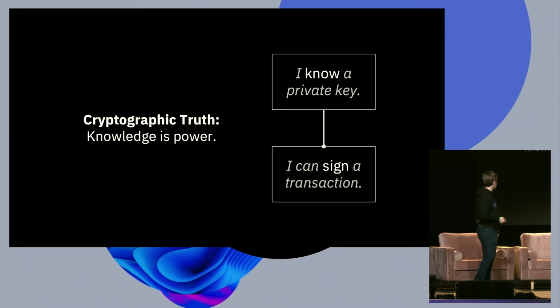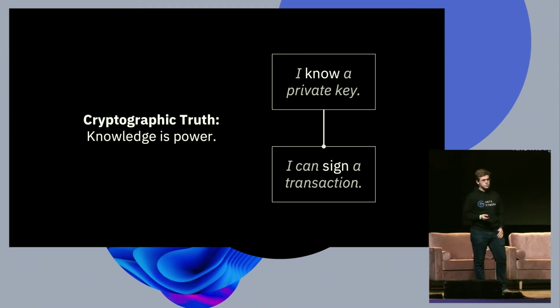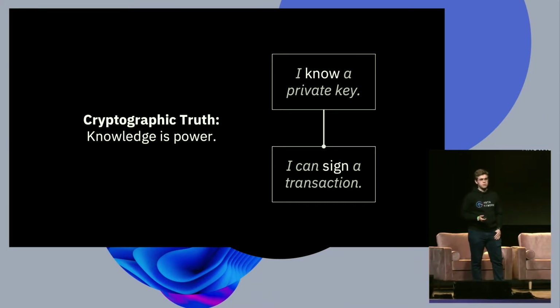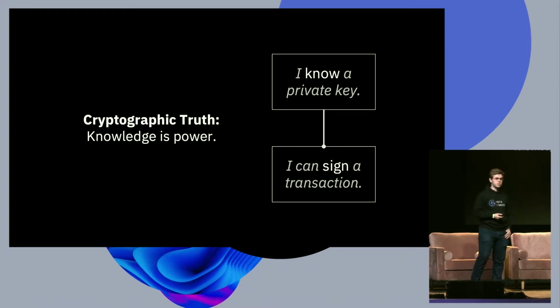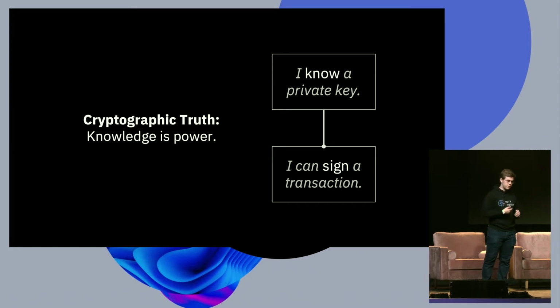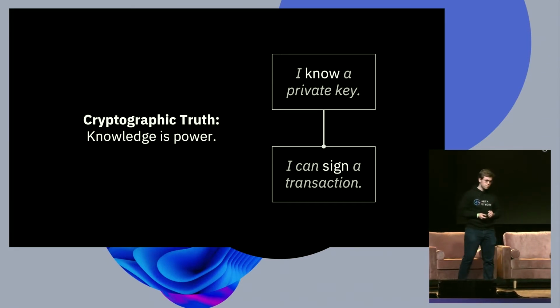So first, let's get some facts, right? One cryptographic truth is that knowledge is power, right? You know a private key, you can sign a transaction. This is one of the basic fundamental parts of blockchain and cryptography, and one of the things that we can leverage to build these decentralized computers. And the thing that distinguishes all of us from each other is that we all have different secrets that we all hold, and that distinguishes us on-chain.